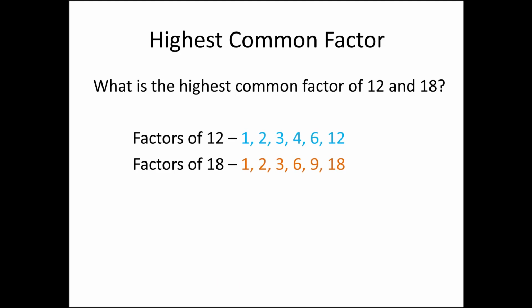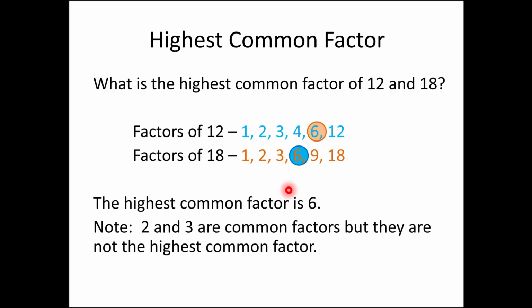Well, the factors of 12 are 1, 2, 3, 4, 6 and 12, and the factors of 18 are 1, 2, 3, 6, 9 and 18. Now I notice that 2 and 3 are common factors, but 6 is my highest common factor, because it's the biggest number that goes into both.